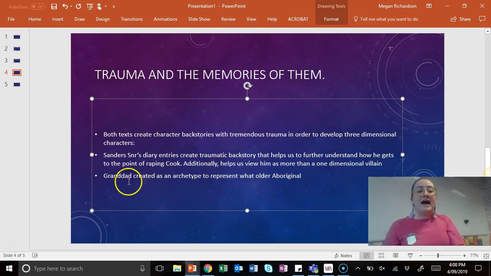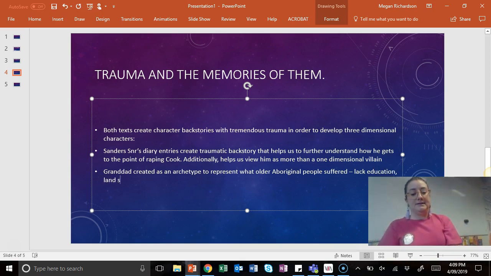Alright, hang on. Granddad created as an archetype to represent what older Aboriginal people suffered. So, like, lack of education, land stealing, and even just being forced into Western ways. You know how he talks about his granddad walking over fences? So, yeah, being forced into Western culture.